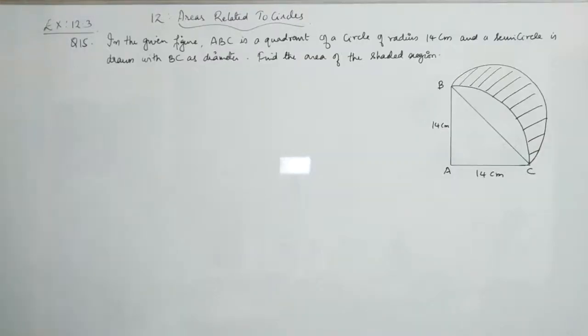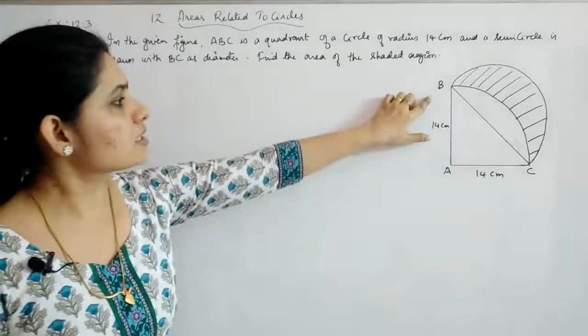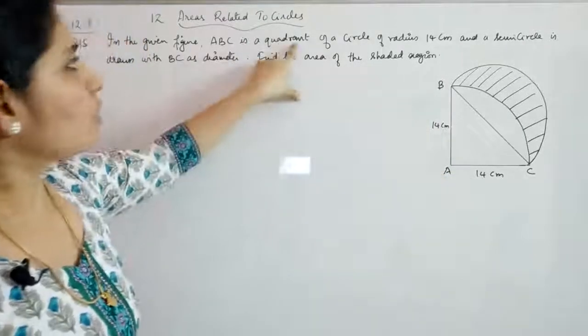Question number 15 is, in the given figure, ABC is a quadrant of a circle of radius 14 centimeter and a semicircle is drawn with BC as diameter. Find the area of the shaded region. You can see the figure. ABC is a quadrant of the circle.